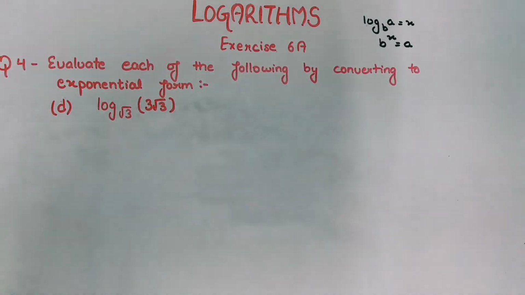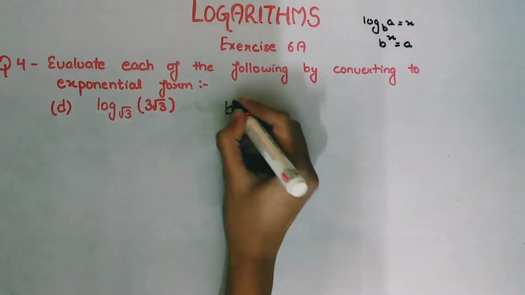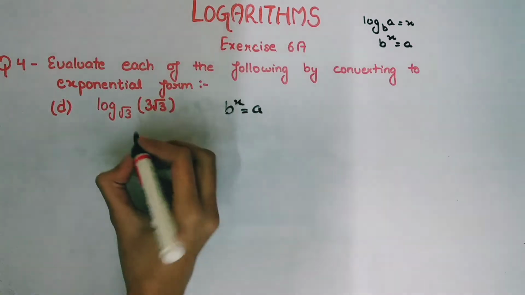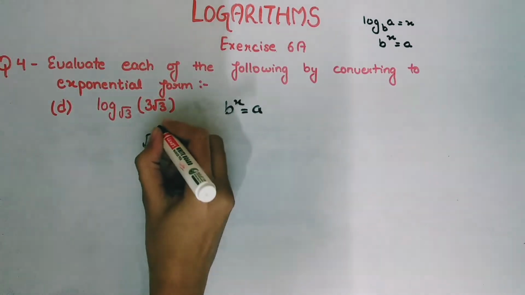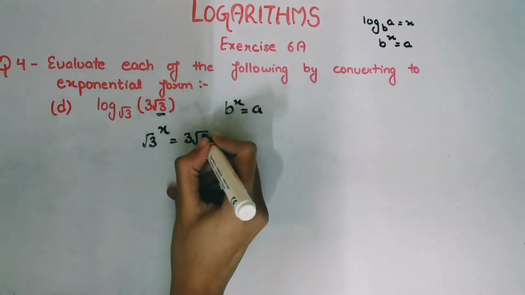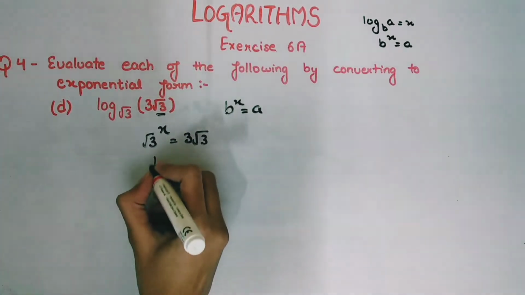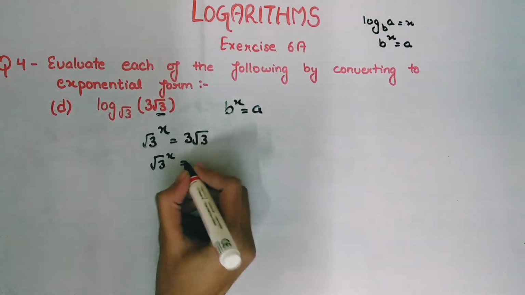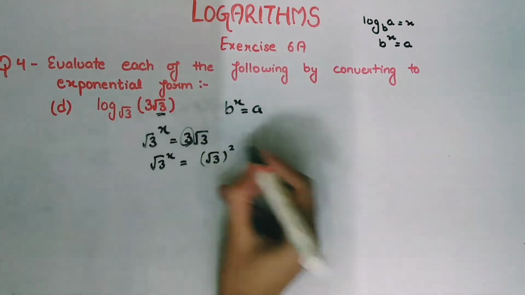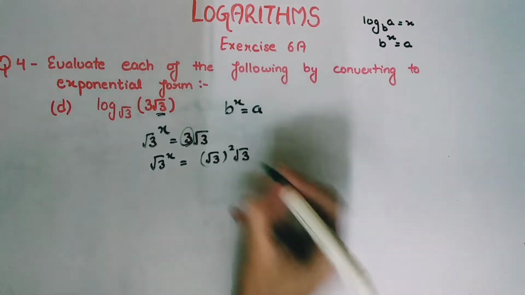Next we have log of 3√3 to the base √3. The exponential form will be b raised to power x is a. So here we have b, that is √3, raised to power x, which is equal to a, that is 3√3. We have √3 raised to power x. 3 can be written as (√3) whole squared multiplied by √3.